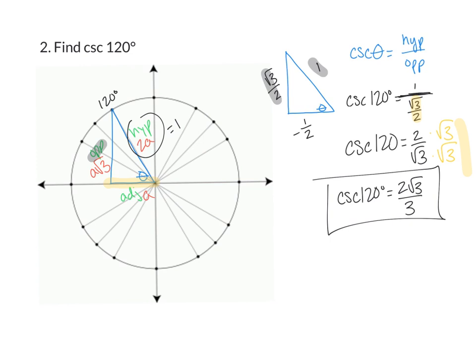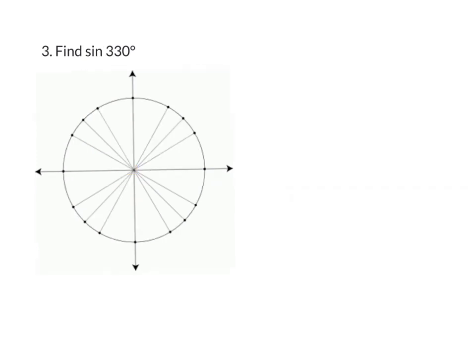So one more example for you guys to do on your own. All right, I would like you guys to find the sine of 330 degrees. I'd like you to ideally do this one all on your own, or as far as you can, before you push play again. So pause the video, please. Go ahead, start to solve this. It is sine of 330 degrees.